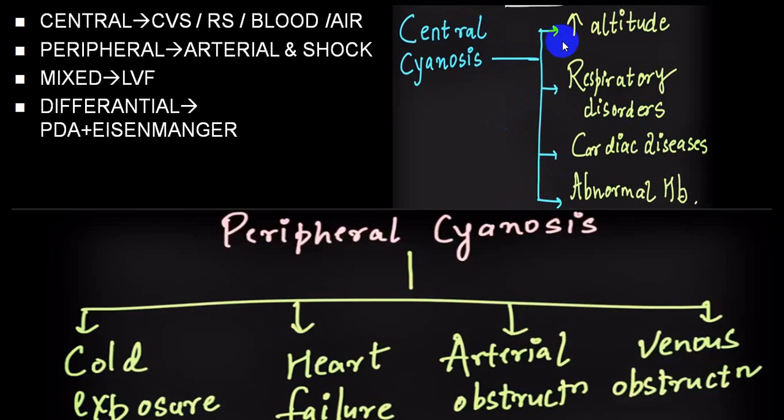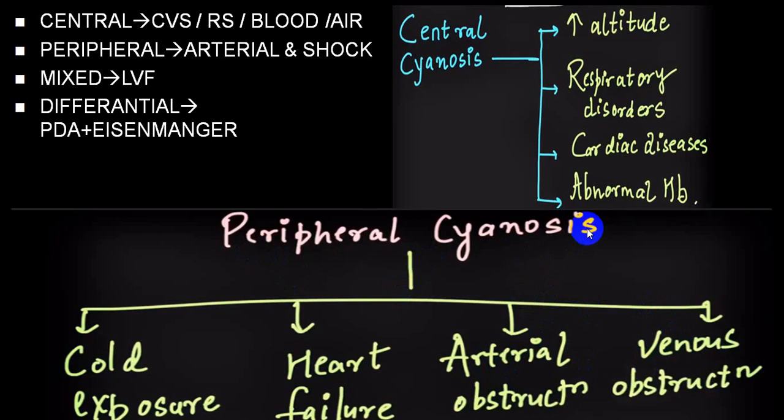So central cyanosis: high altitude, respiratory distress, cardiovascular condition and abnormal hemoglobin. While peripheral cyanosis: extreme exposure to cold, severe congestive heart failure, peripheral arterial disorders like Raynaud's phenomenon and arterial blocks, and even venous obstruction. All these conditions will produce peripheral cyanosis.